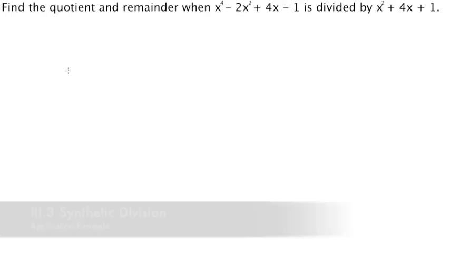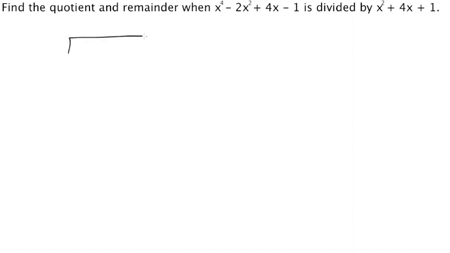Okay, let's look at an example where synthetic division isn't going to work. Same instructions, we want to find the quotient and remainder when we divide two polynomials. So we're dividing into the polynomial x to the 4th minus 2x squared plus 4x minus 1, and we're dividing it by x squared plus 4x plus 1. So notice we are dividing by a quadratic polynomial. So this tells us that we cannot use synthetic division. So we're going to have to use long division.